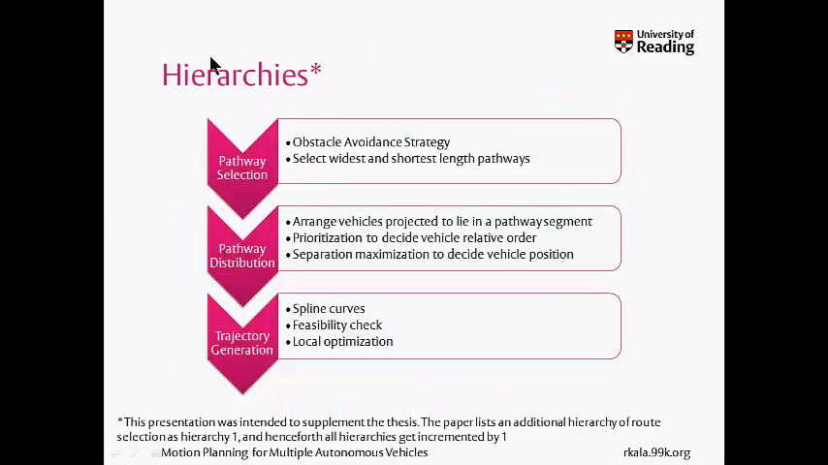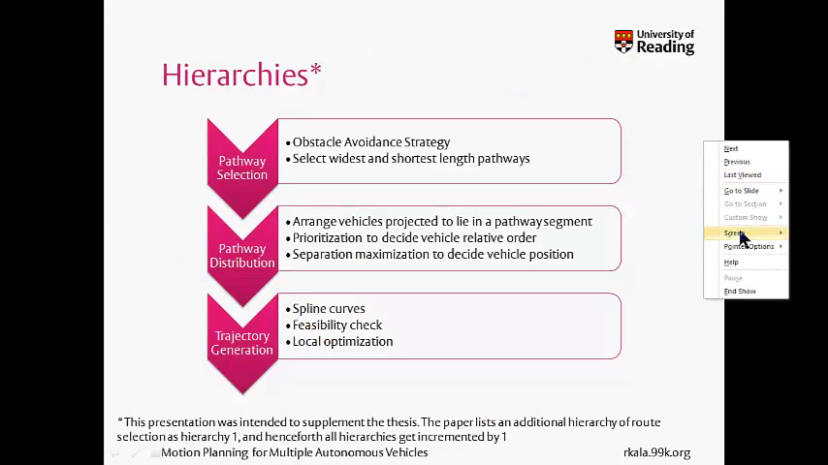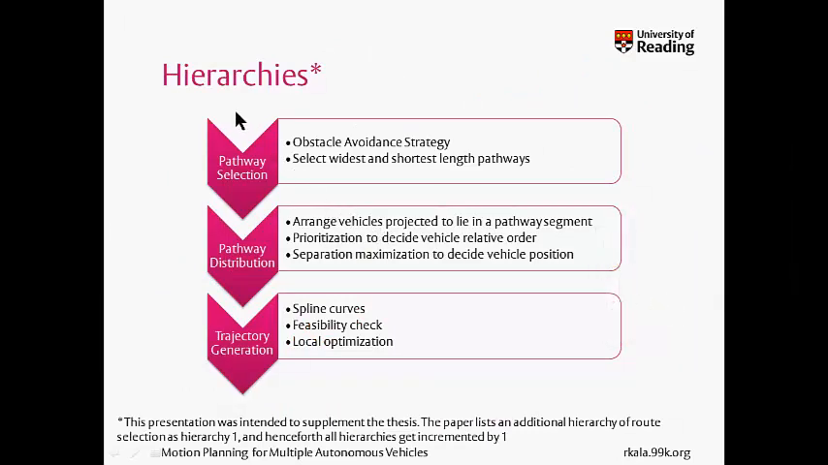I'll once again very quickly repeat, because this is effectively the entire algorithm. Once you understand the hierarchies, you understand everything. Hierarchy 1 I've not shown here. It's common for all the algorithms that I've been presenting. It starts with hierarchy 2, which is of course the obstacle avoidance strategy. What is the aim of this strategy?